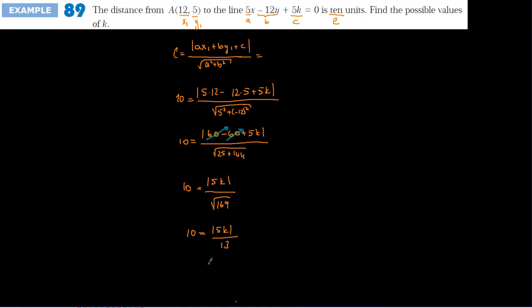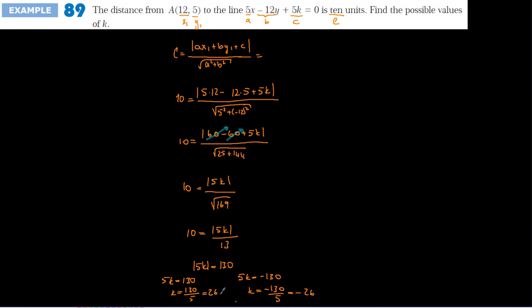So the absolute value of 5k should be equal to 10 times 13, which is equal to 130. And here the absolute value gives us two different solutions. 5k is equal to 130, and the second one, 5k is equal to minus 130. k is equal to 130 over 5, which is equal to 26. And k is equal to minus 130 over 5, which is equal to minus 26.